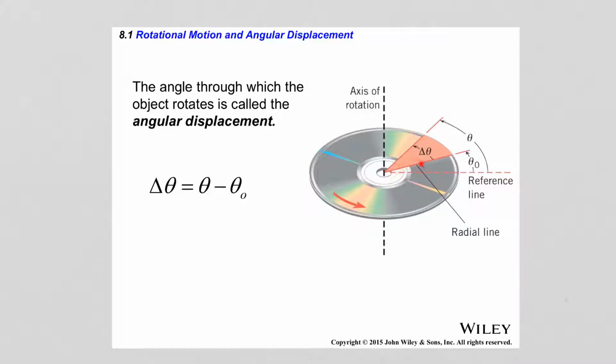So if this radial line does not overlap with the reference line, then it is at some angle, theta 0, from the reference line. And then after some time, the radial line will be at a different angle, theta, from the reference line. The difference between the two angle readings, theta minus theta 0, will be the angular displacement, delta theta.